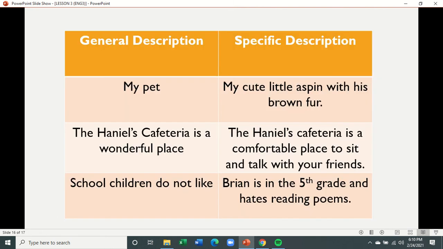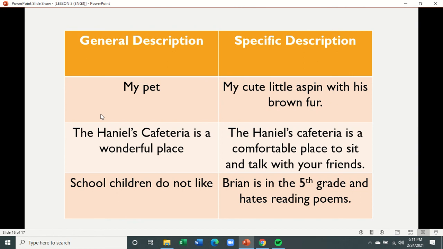And we also have two types of description again. We have general description and specific description. When I say my pet, that is a general description, because you don't know what type of pet I have. But if I say my cute little Aspen with his brown fur, then that is specific, because you have identified my pet. It is an Aspen, so it's a dog with brown fur.